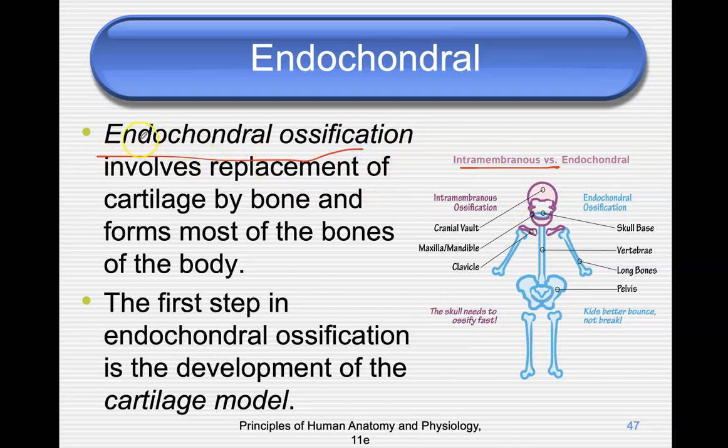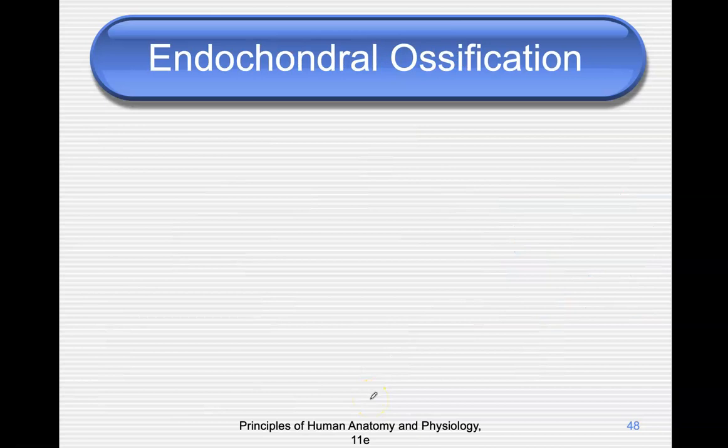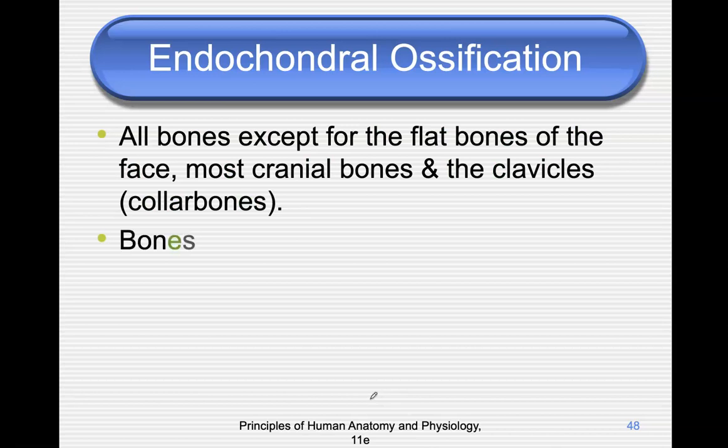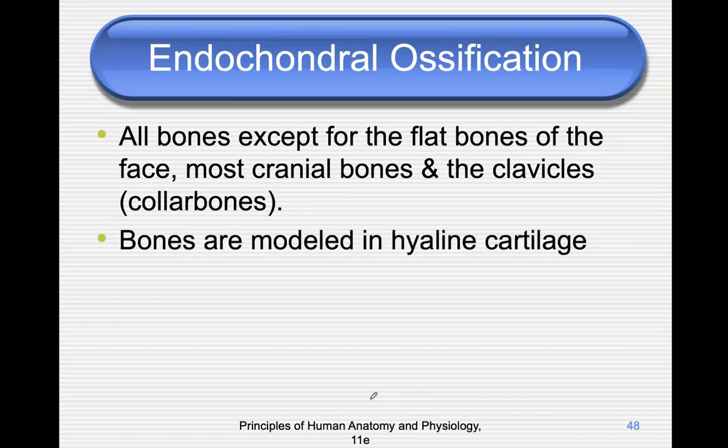And this, again, remember, just involves the replacement of cartilage by bone. So we have a cartilage model that will be replaced by bone as the ossification process occurs. And so the very first step in this model is going to be the development of the cartilage model, okay? So we have to have the formation of the cartilage model. And again, we already talked about how all bones except for the flat bones of the face, most of the cranial bones, and the clavicles, collarbones, are going to undergo endochondral ossification. Only those are intramembranous.